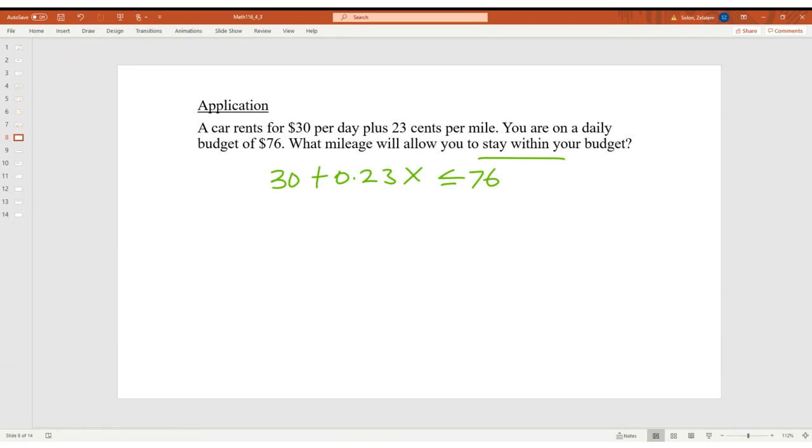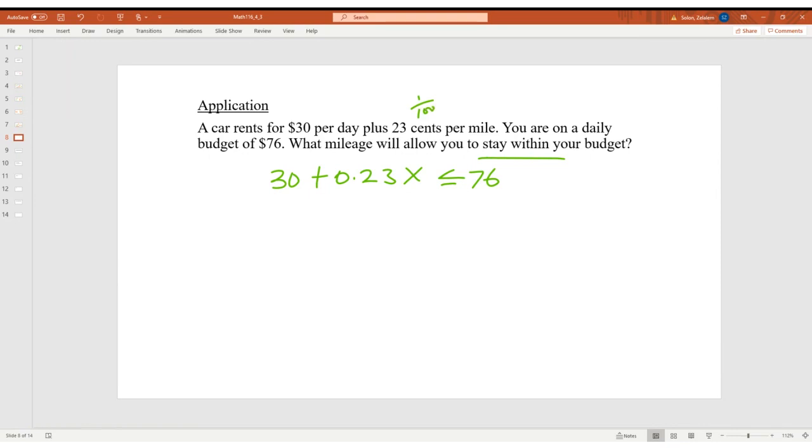So the first cost is $30. So when you go, you rent the car for $30. Then for each mile you drive, you will pay 23 cents. So we don't know the mileage, so it will be 0.23 times x, because it is cents. Cent is 1 over 100. So 23 divided by 100 is 0.23.